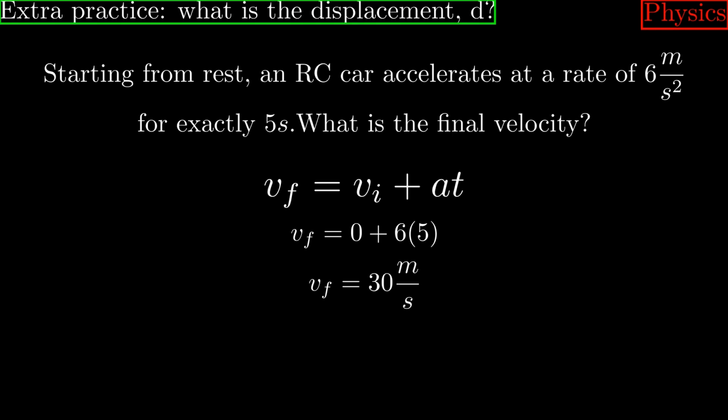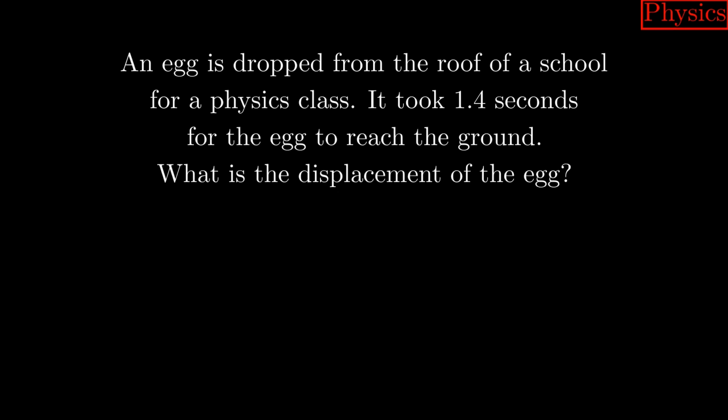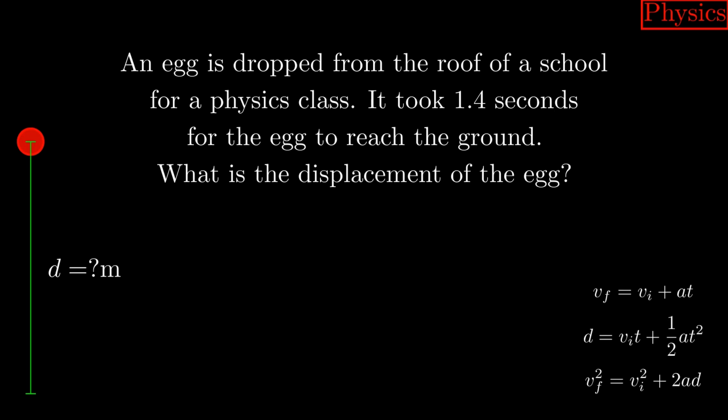Alright. So let's look at the next example. An egg is dropped from the roof of a school and it takes the egg 1.4 seconds to reach the ground. Find the total displacement of the egg. So whether you know what terminal velocity is or not, you can just ignore it for this problem. We're not going to be worrying about that. It's a little bit more advanced if you're just starting kinematics.